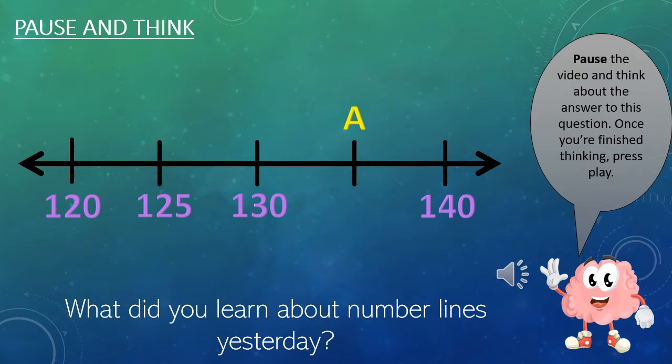Pause and think for a moment about what you learned yesterday about number lines. Recall the information that we discussed, or remember. Maybe you can try to think what letter A would be on this number line by looking at the two endpoints and the distance between the numbers, and also the other numbers that are listed in this pattern. When you're finished thinking about what you've learned about number lines, press play.